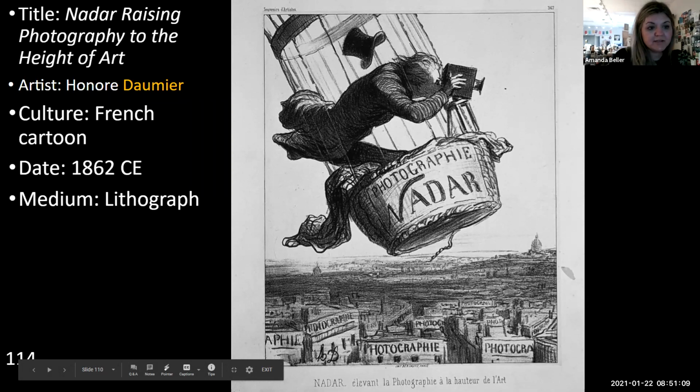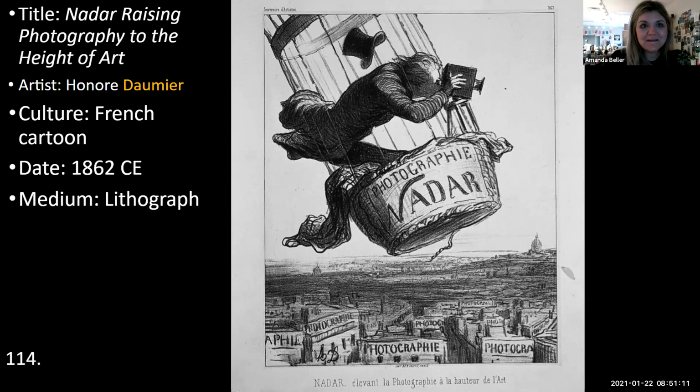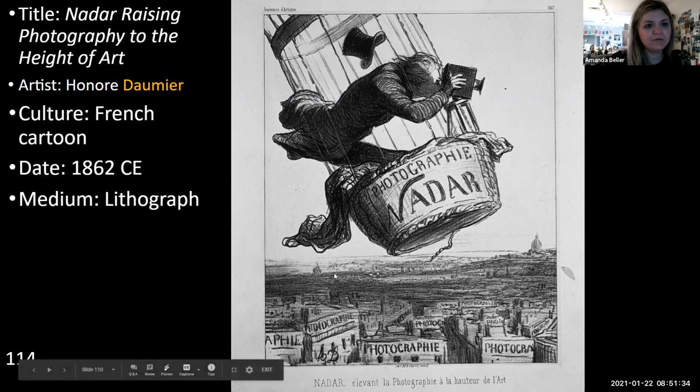And notice that every single business in this town, in Paris, is a photography studio. Well, of course, that's not true, right? This is an exaggeration that the artist, Daumier, is giving us to say, you know what, photography is everywhere. Well, it's not literally everywhere, but it's this idea of it taking over. So we have the River Seine, right? We have the cathedral, and he's floating up above it.